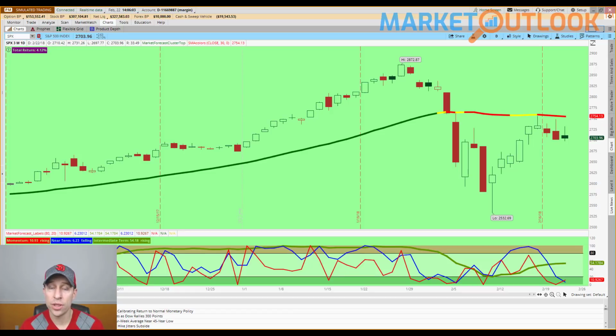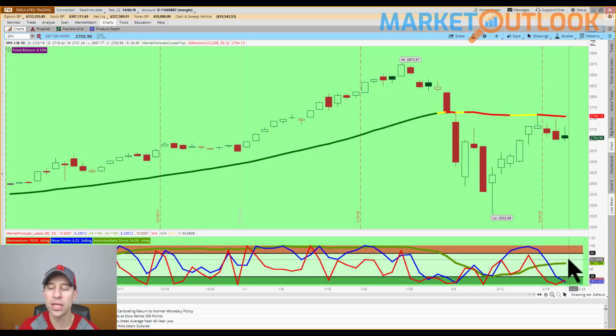Now, where do we stand with the posture from the market forecast perspective? Down below, you can see I've got the market forecast indicator pulled up, which of course consists of our intermediate term green line, our near term blue line, and our red momentum line.